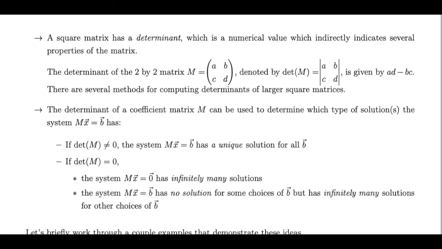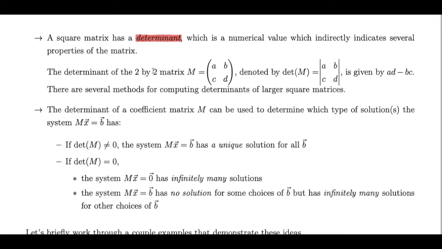The last 2 bullets, the last 2 important facts that I want to mention here quickly, have to do with something called the determinant of a square matrix. The adjective square here indicates that I've got the same number of rows as columns in my matrix. And if I have such a matrix, I can define a numerical value called the determinant. And the determinant is a helpful tool because it indicates several important properties about the matrix in a real concise way. So how do I calculate the determinant?